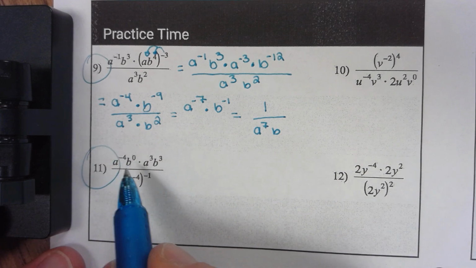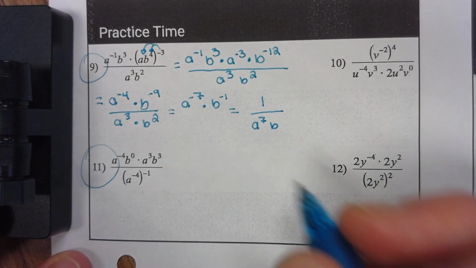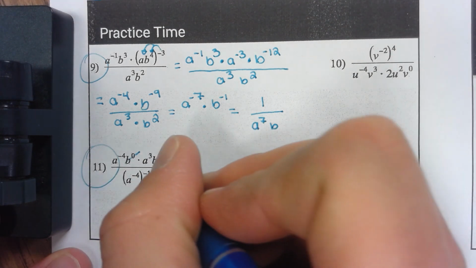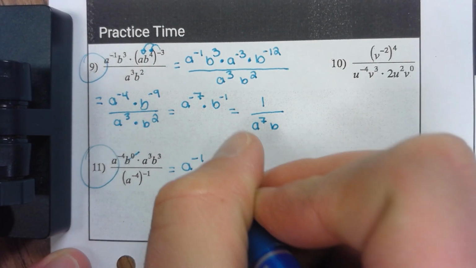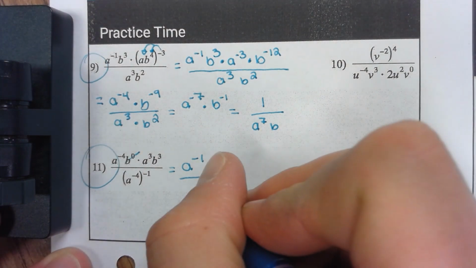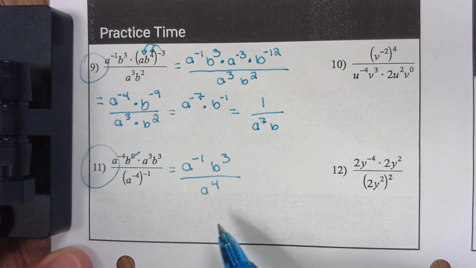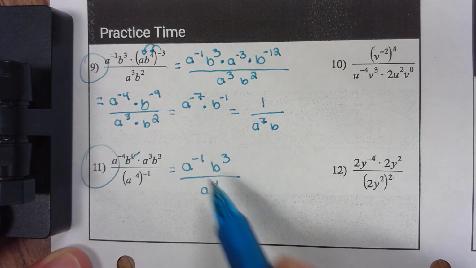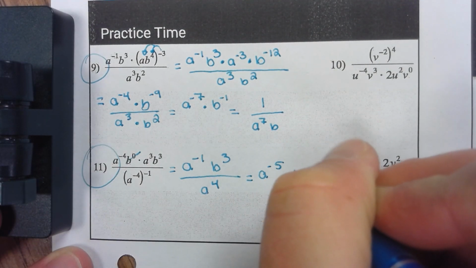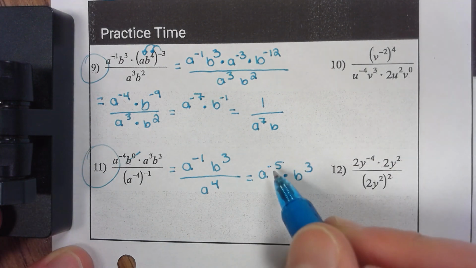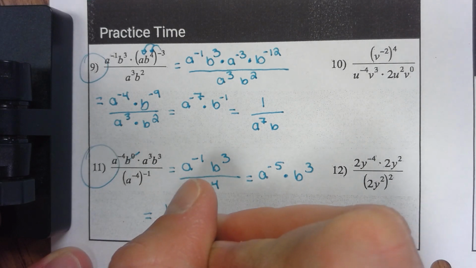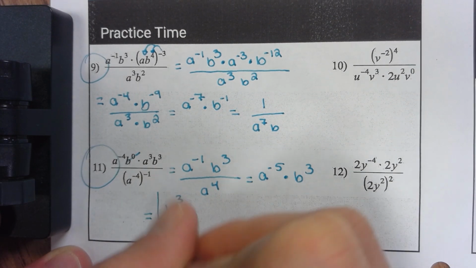All right, and last one, number 11, b to the power of 0 is 1. a to the negative 4 and a cubed is a to the negative 1 times b cubed divided by a to the power of 4. Now I need to subtract these exponents. Negative 1 minus 4 is a to the negative 5 times b cubed. This negative exponent tells me to send that to the denominator. So that's b cubed divided by a to the power of 5.